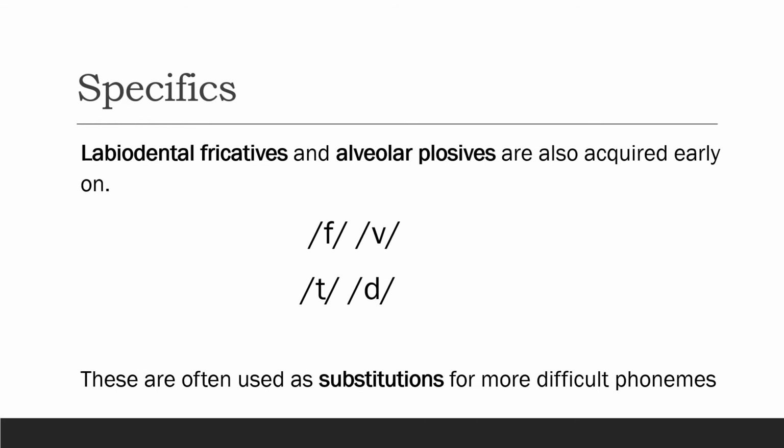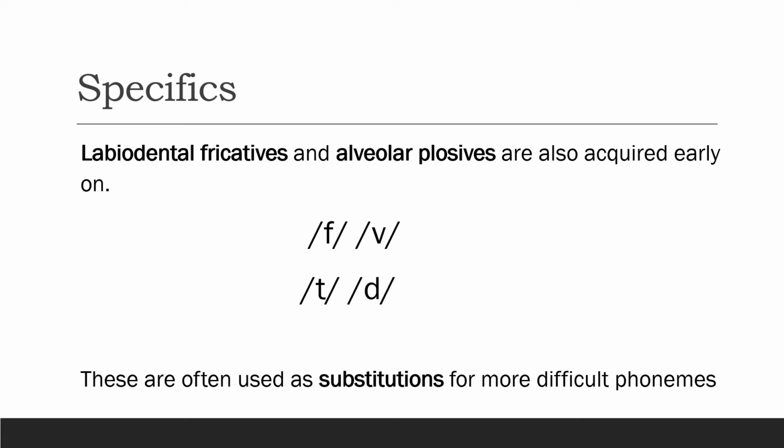Specifics then of labiodental phonemes and alveolar plosives, they're also acquired early on. Labiodental, so labio is lip, dental is teeth, so it's where you put your top teeth on your bottom lip. So f and v, they are both a pair again. F is the unvoiced version, v is the voiced version, and then the alveolar plosives t and d, again another pair. This time the tongue is on the alveolar ridge behind the teeth, the gum bit behind your teeth.